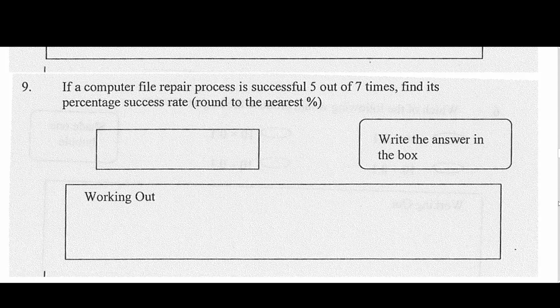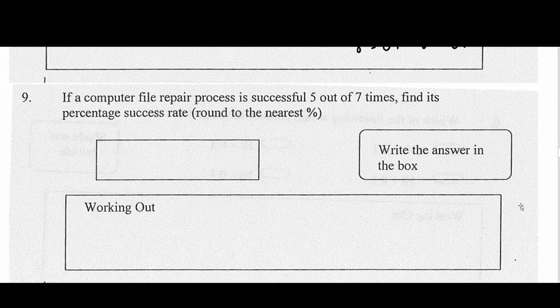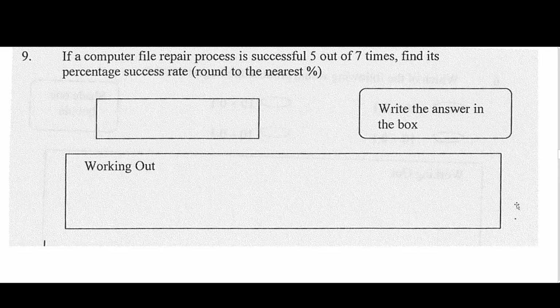Number 9. If a computer file repair process is successful 5 out of 7 times, find its percentage success rate. Round to the nearest percent. Okay? 5 out of 7 is equal to 5 divided by 7. So what we're doing here is division. Now, this is a tough division to do. So what I'm going to do is use long division.